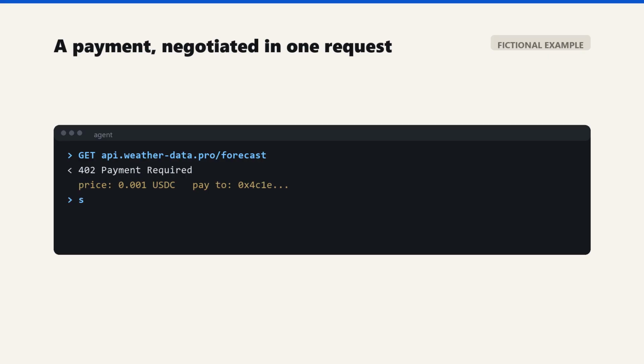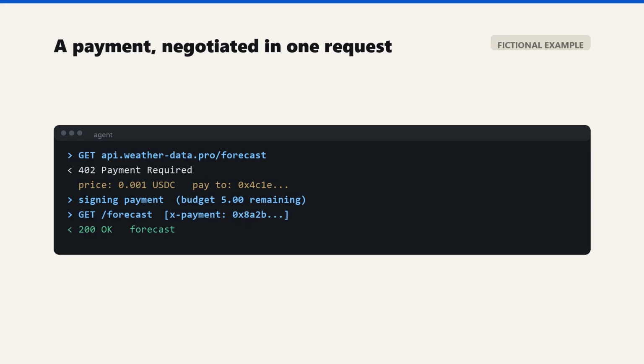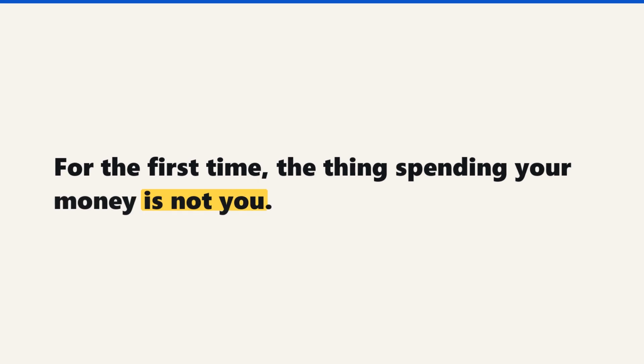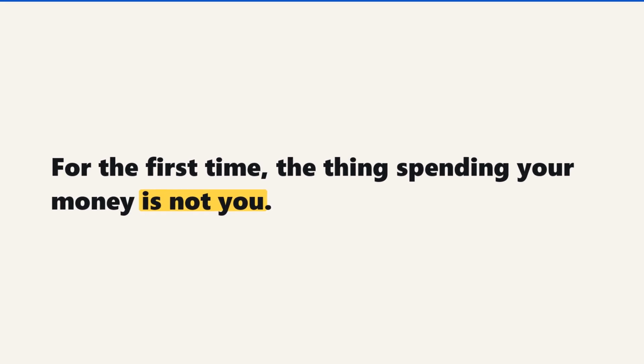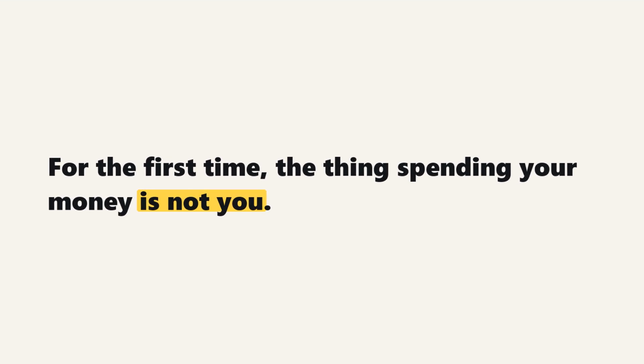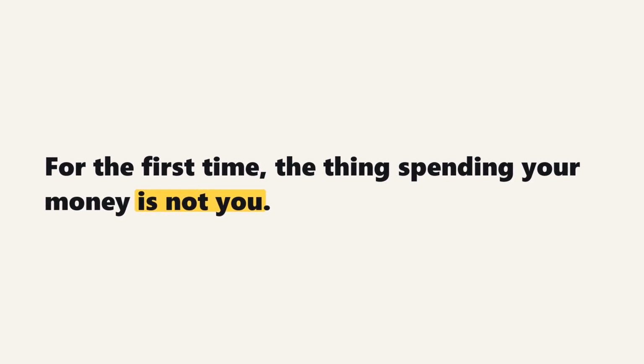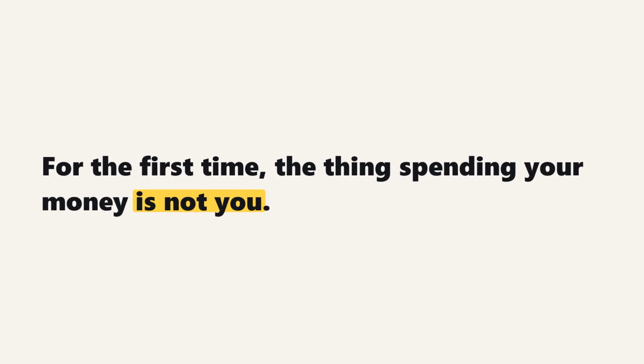Software can be handed a budget and told to go and buy what it needs. No account, no subscription, no card details. It just pays, per request, and gets on with the job. Which is genuinely useful. And it means that, for the first time, the thing spending your money is not you. Today, how that actually works, how big it really is, and what happens when the thing holding the wallet can be talked into things.